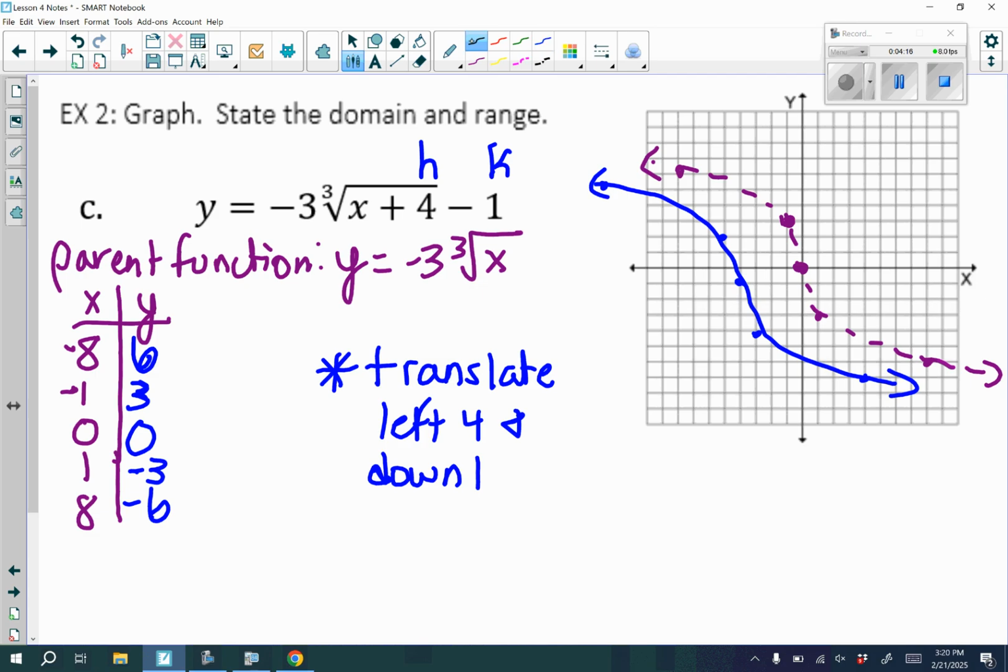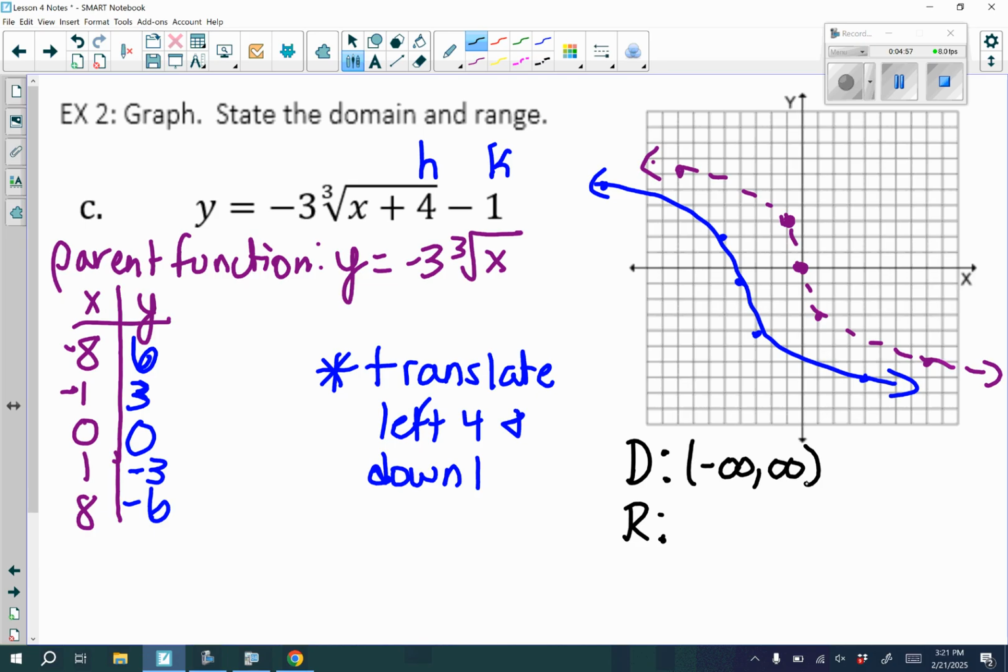Now here's the nice part with cube roots. When we think about domain and range, notice that no matter how much we translate, cube roots will have arrows on both sides. So for domain, we have an arrow going to the left and an arrow going to the right. That means our domain, every single time for all cube root functions, will always be -infinity to +infinity. So when you see a problem like cube root of something and they ask you for domain, you'll know it's always -infinity to +infinity.